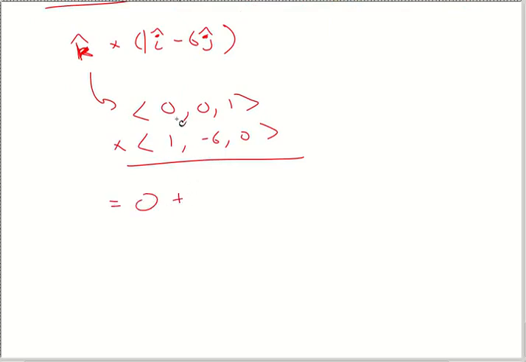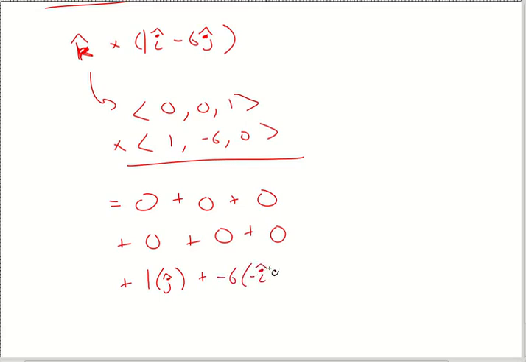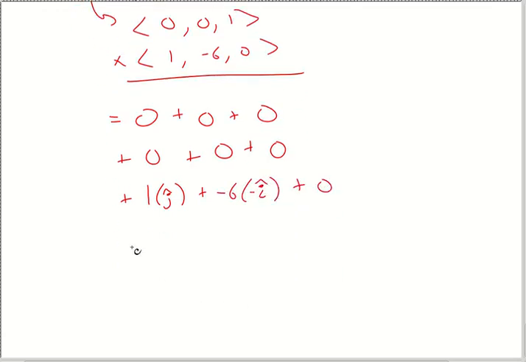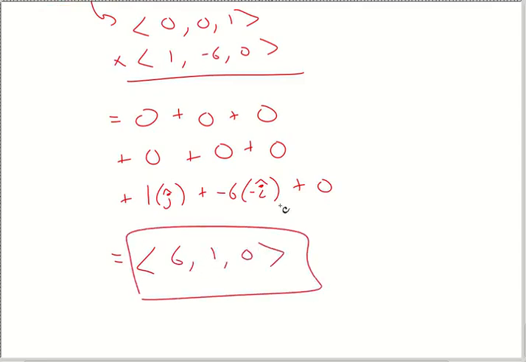Always a 0. 0 times anything is 0. 0 times anything is 0. Always a 0. 0 again. 1 times 1 is 1. Remember that this is a positive J component. 1 times the negative 6 is negative 6, but remember that's a negative I component. And then, of course, always 0. So my answer should be what? 2 negatives make a positive 6, a 1, and then a 0. There's no K's up here, and you're done.